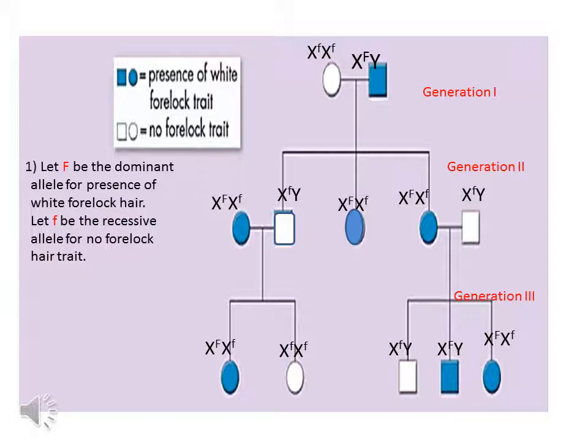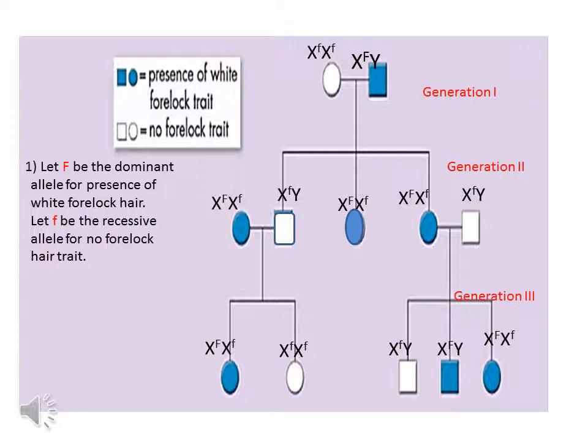So one of the X's has to have a big F. Now let's take a minute and think about the second allele on the other X. If it's a capital F, then all of their children will have white forelock trait. But as we look at their children, we notice that one of the girls does not have the white forelock trait. And by that, we conclude that the mother must be a carrier of the recessive allele and will be heterozygous, X big F, X small f.